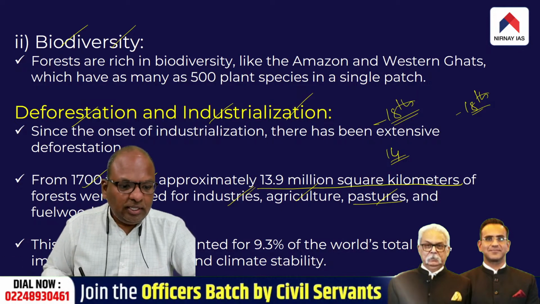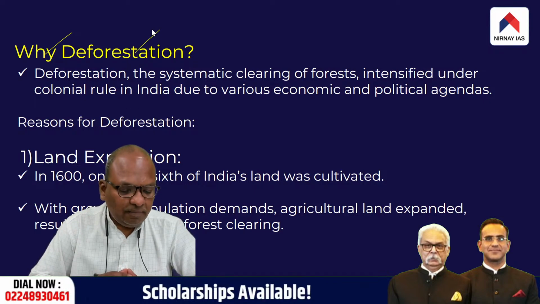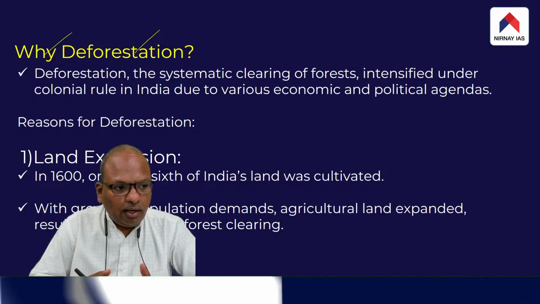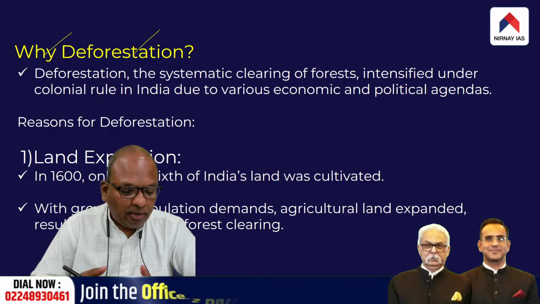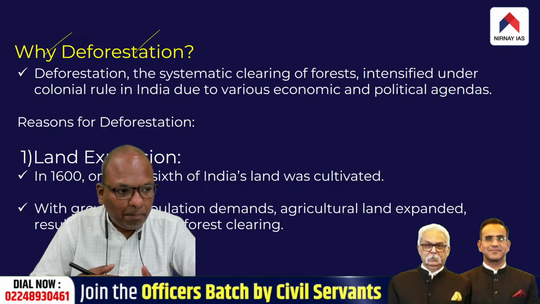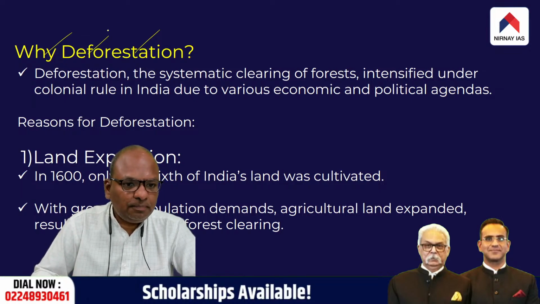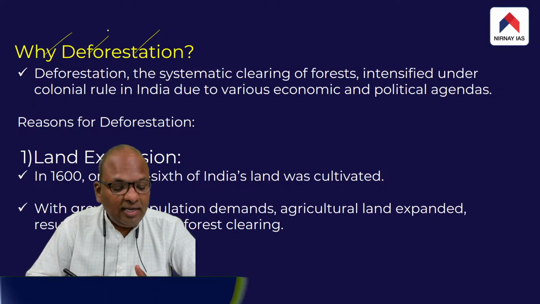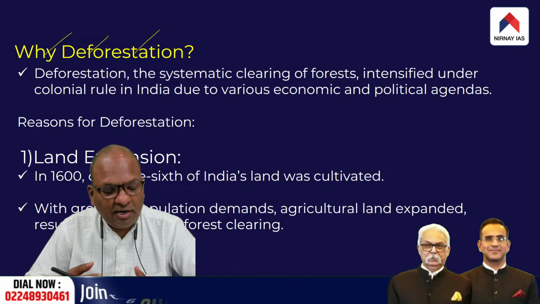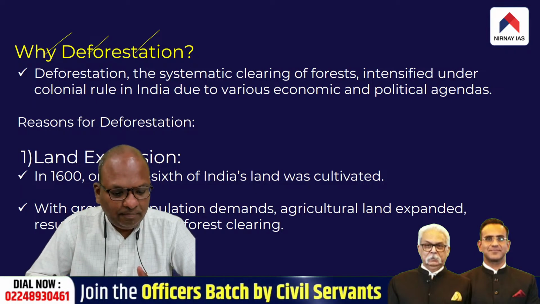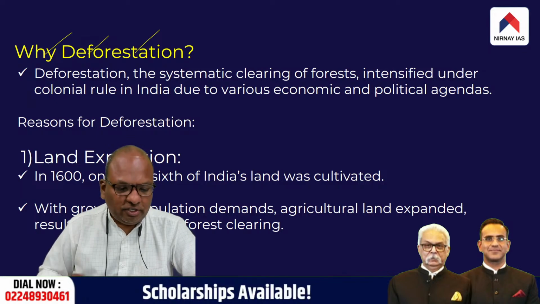Then what is deforestation? In simple terms, deforestation is the clearing of a forest for other purposes like industries, for agriculture, for converting land into pasture lands. What is the simple definition of deforestation? It is basically the clearing of forest and making way for other needs such as industry, agriculture, etc.